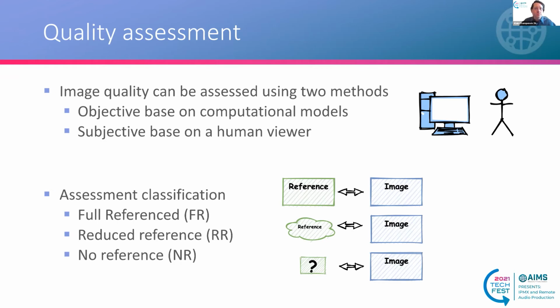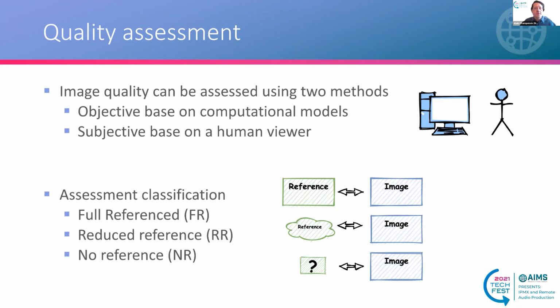Then we have a subjective assessment, which is done by a human viewer, who gives his feedback. As the name implies, this assessment will be biased and influenced by the personal knowledge, taste, and opinion of the subject.